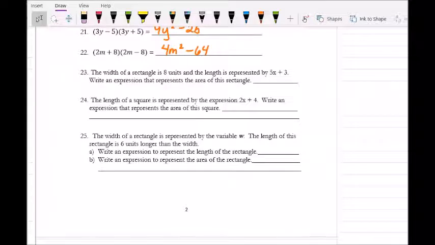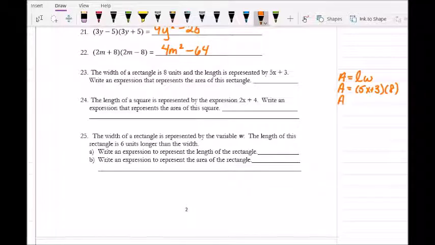Okay. So number 23, the width of a rectangle is 8 units and the length is represented by 5x plus 3. Write an expression that represents the area of this rectangle. Okay, so let's remember that the area of a rectangle is its length times its width. So the area would equal, it says its length is represented by 5x plus 3. And its width is 8 units.